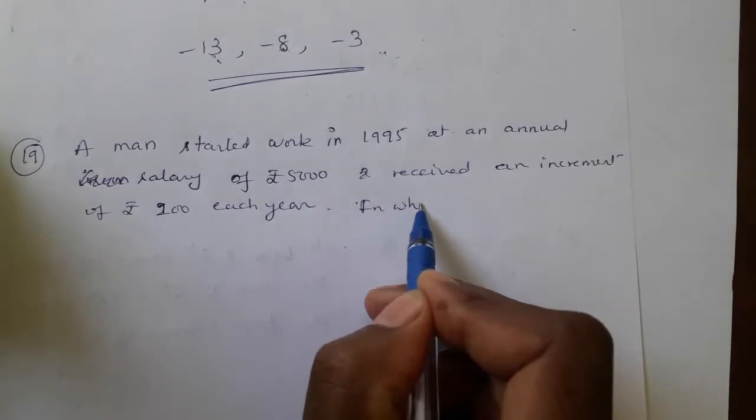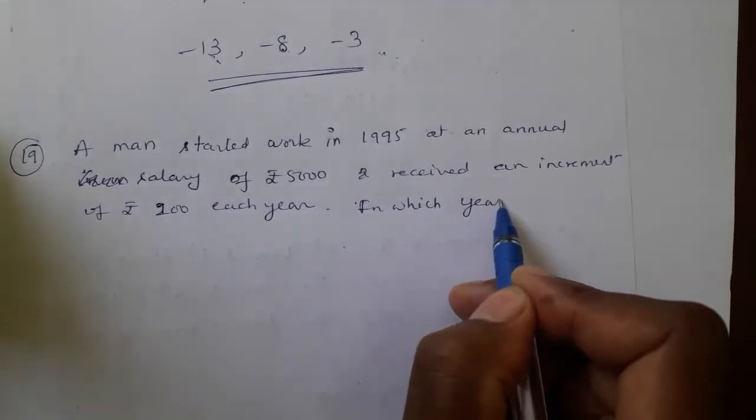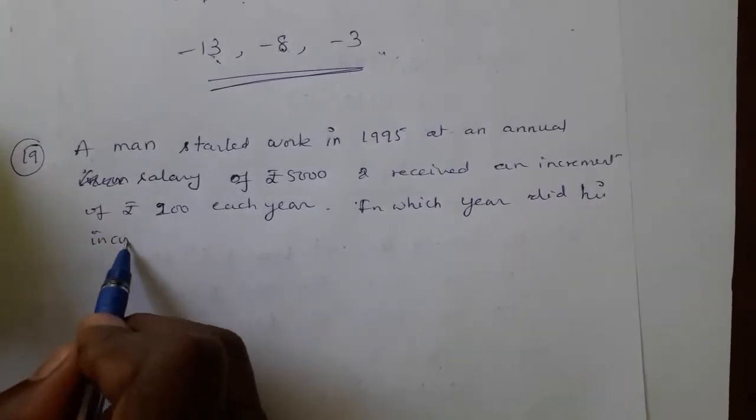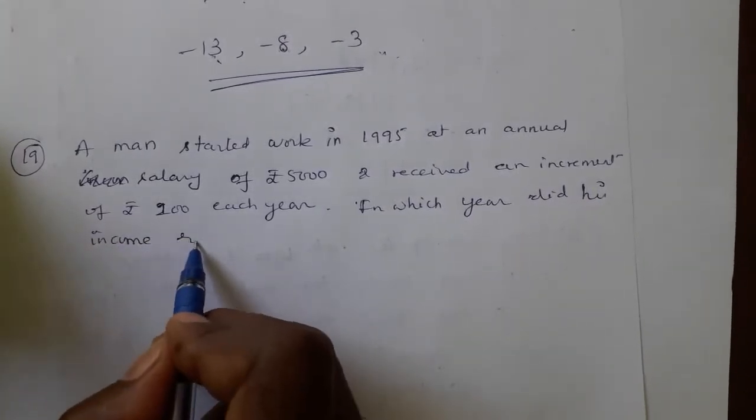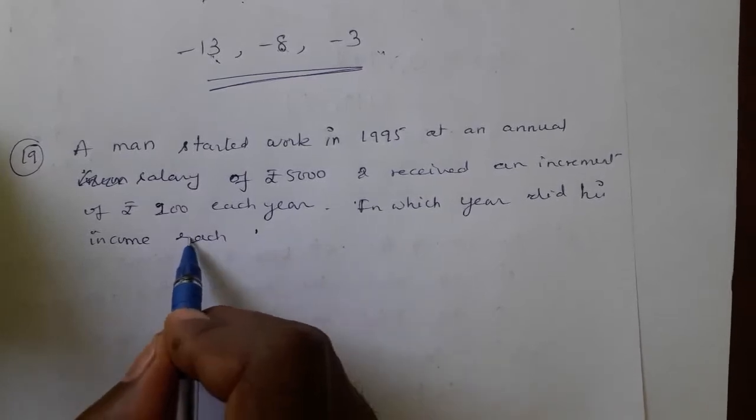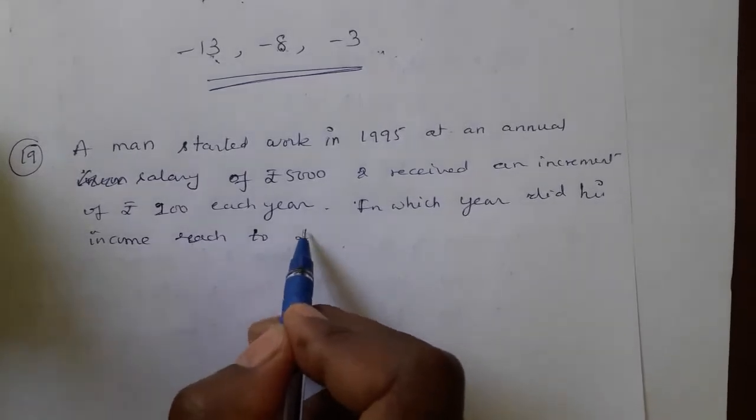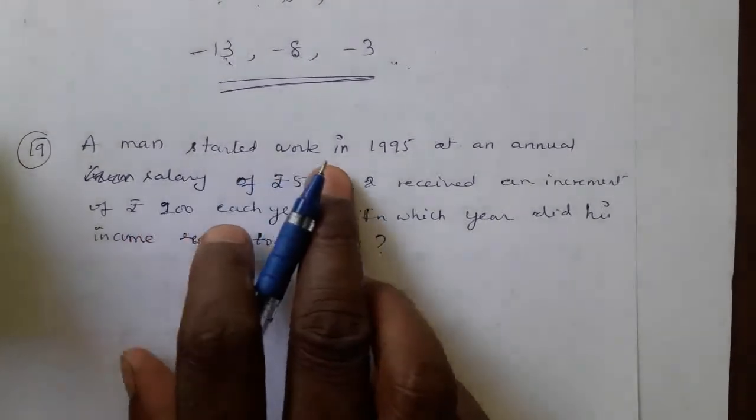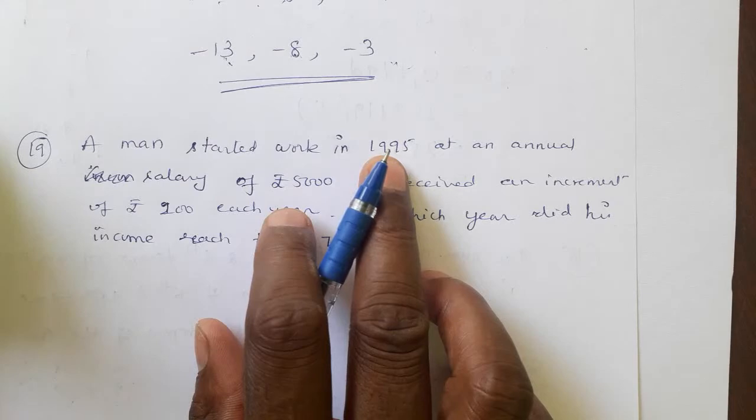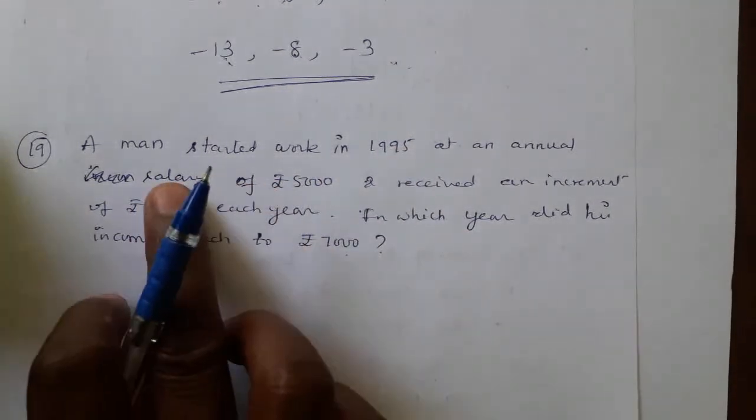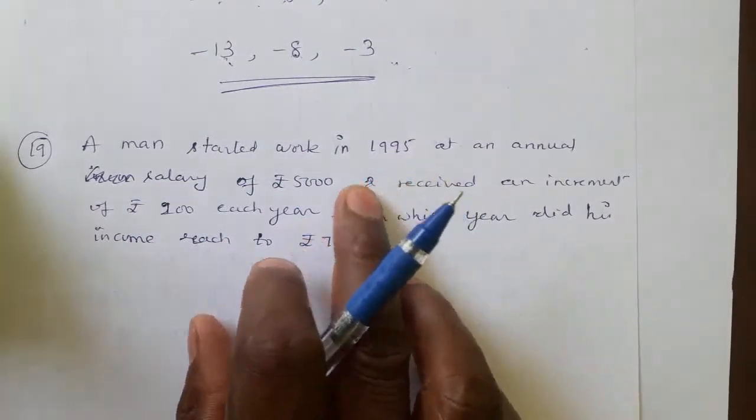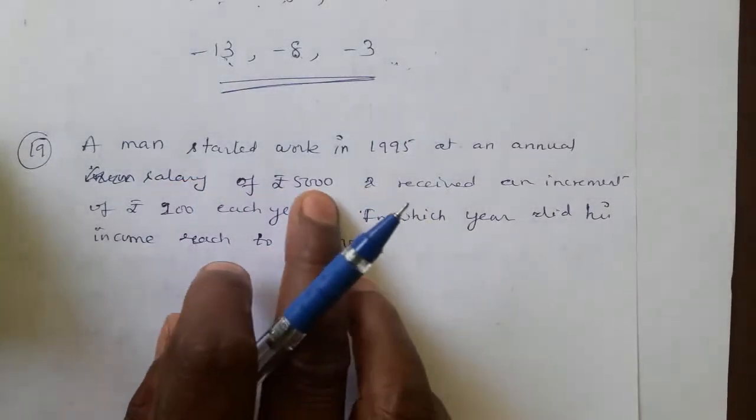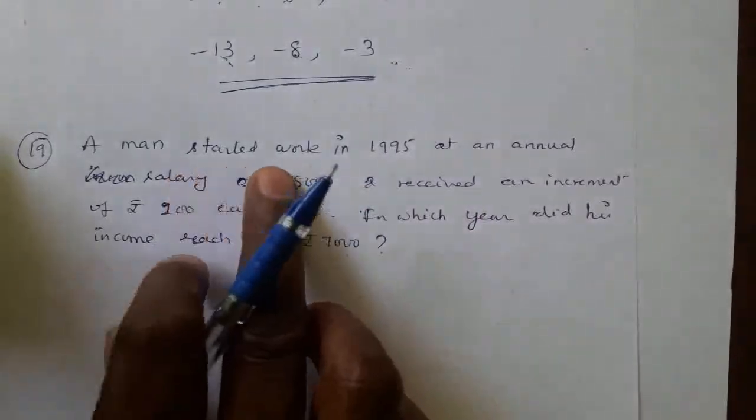In which year did his income reach rupees 7,000? Question. A man started work in 1995. His first year salary is 5,000. Annual salary. It is not a monthly salary. Annual salary. So a man, it is so low.